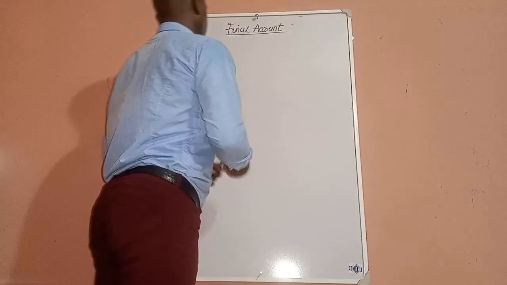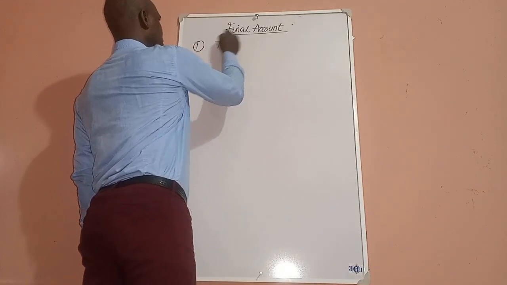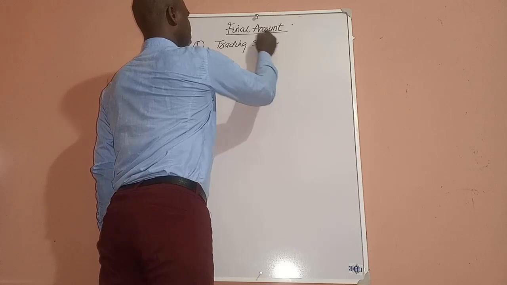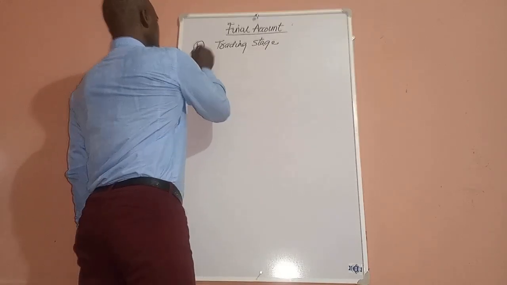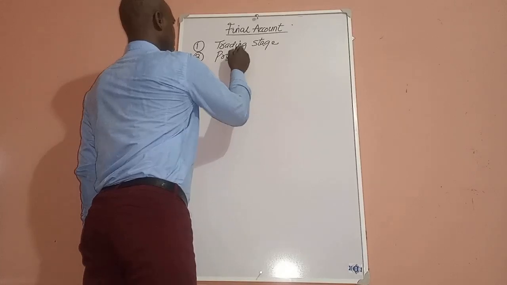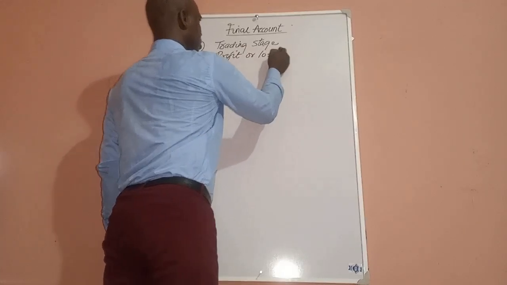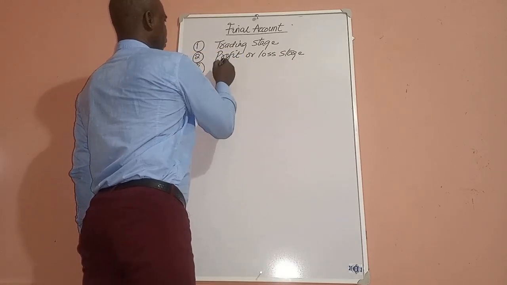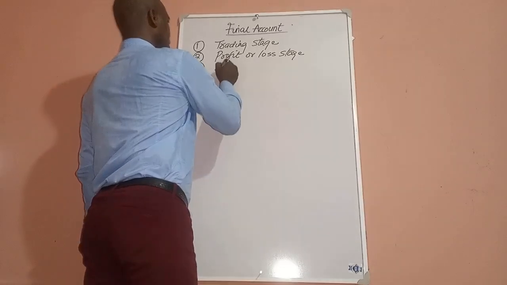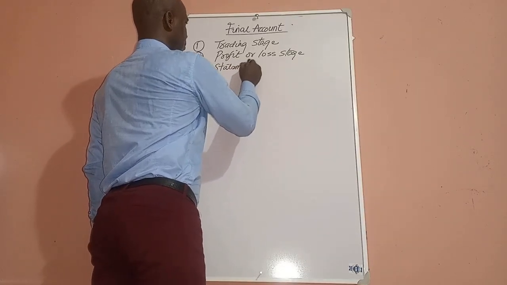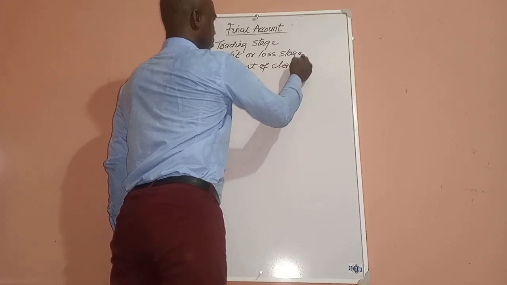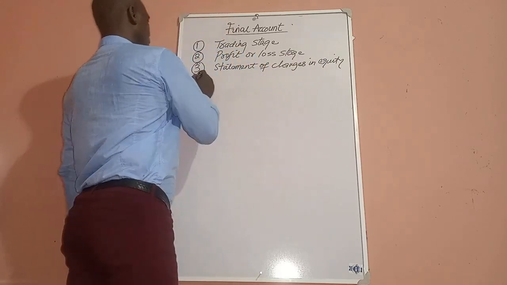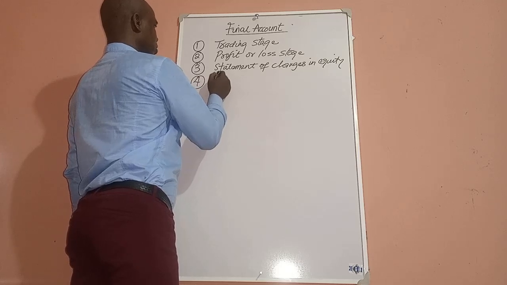Now, these are the 4 stages. The first stage is the trading stage. Number 2 is the profit or loss stage. Number 3, we have the statement of changes in equity. And number 4 is the statement of financial position.